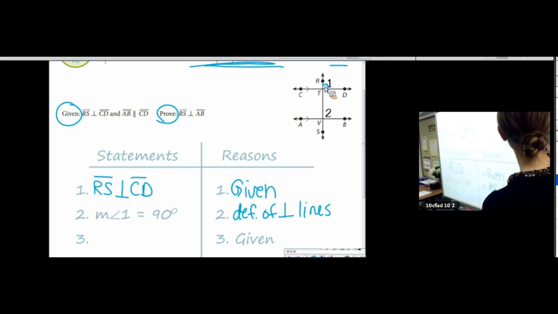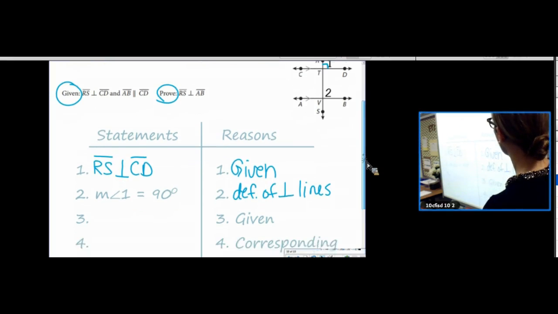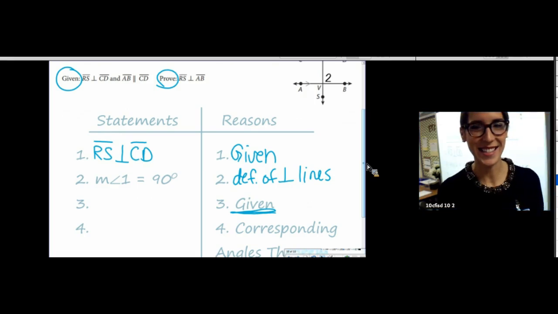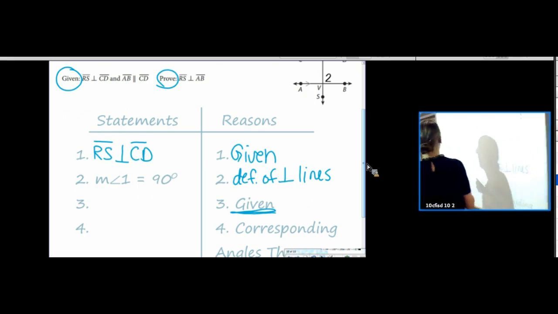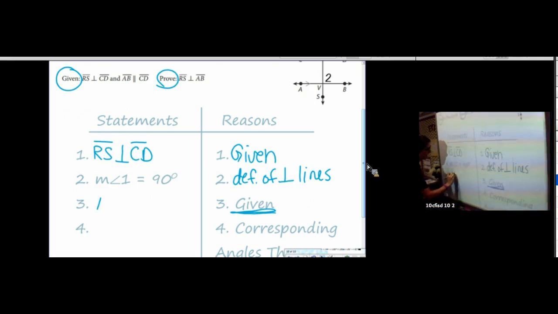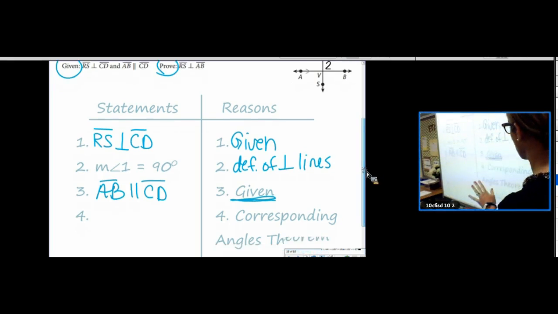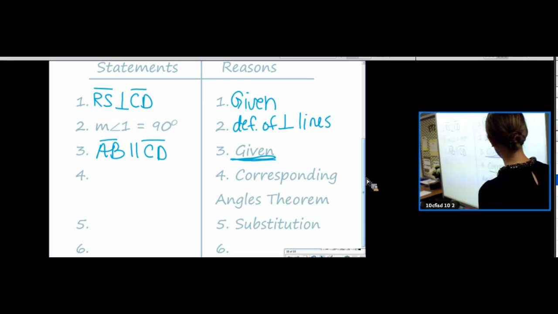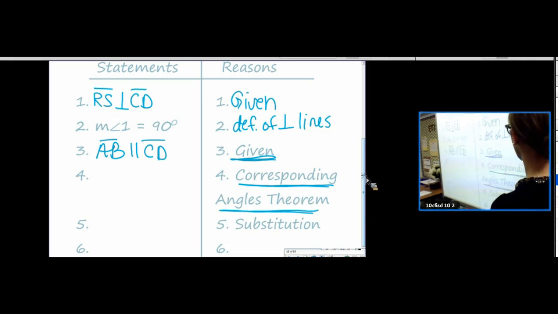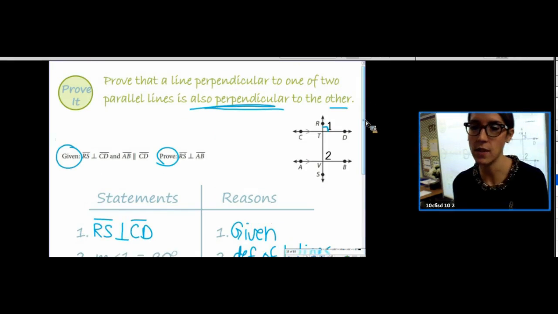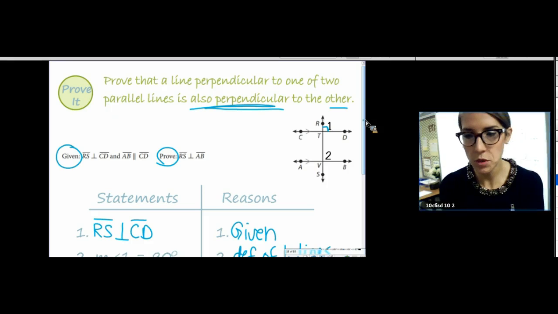Okay, then we stop there and we go to our other given. See how we know that the other given comes next because the reason already says given? So the other given is that AB is parallel to CD. Given. All right, now we need to say something, and we need to use the corresponding angles theorem. So what would you want to say about our picture using the corresponding angles theorem? What would you want to say next?